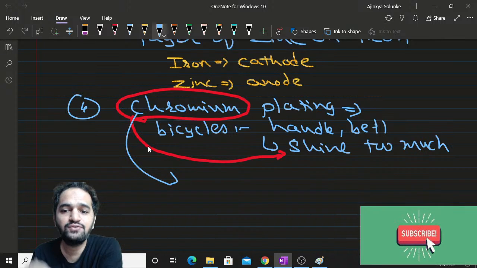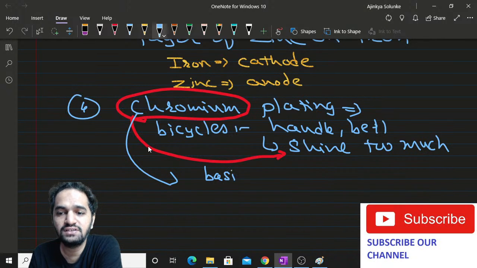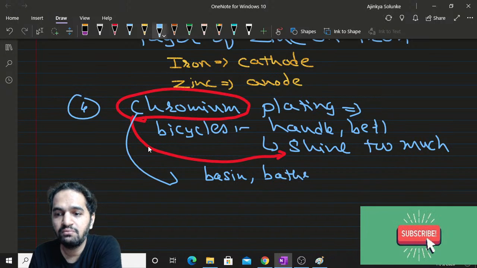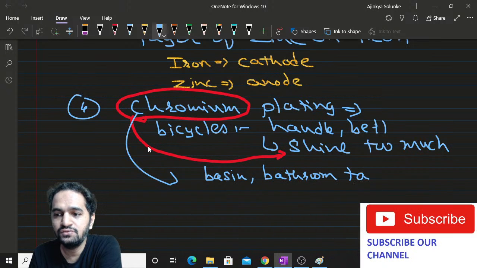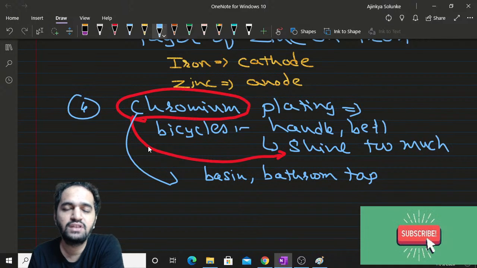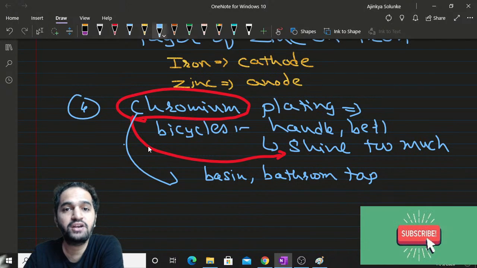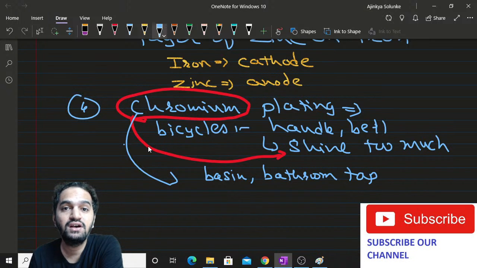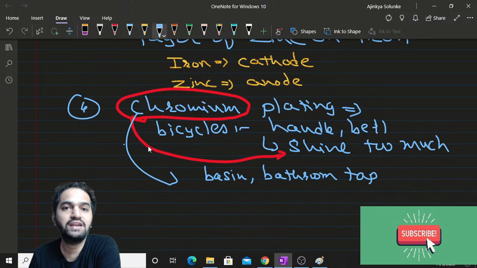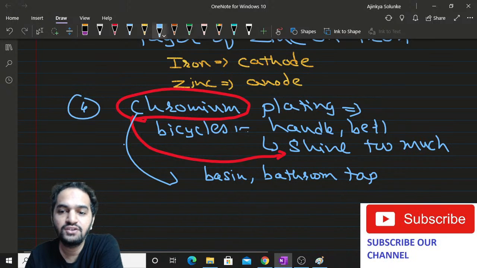Okay, so even the bath taps what you have are made up of chromium. Like the taps which you have on your basins, or suppose let's say the ones in your bathroom, those are also plated with chromium. So we are putting a layer of chromium over it for extra attraction, and also its protection. For protection also, and so that we can make it more attractive, more shiny. So to make it more shiny, we are putting a layer of chromium. So this is all.